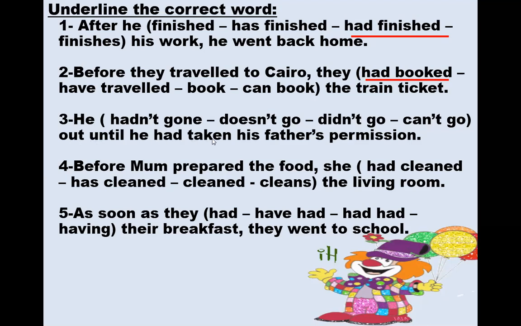Out until he had taken his father's permission. It's the rule of "until." So, in negative form: didn't go. Perfect, Ritaj. Well done. Remember, if our session ends, you can enter the same link.